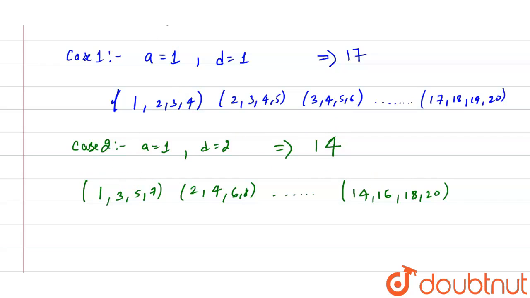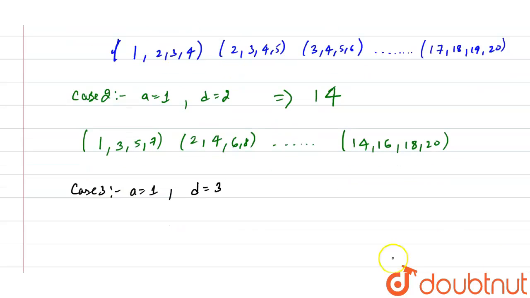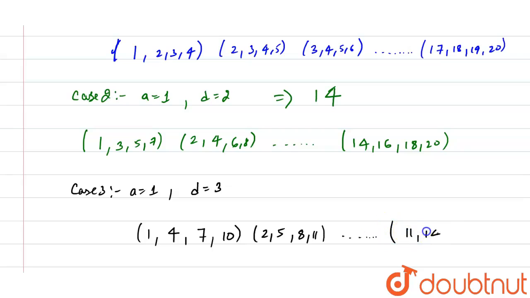Similarly in case 3, the first term is 1 and the common difference is 3. The first term is 1, so with common difference 3 the other numbers are 4, 7 and 10, then 2, 5, 8, 11, and the last set we make is 11, 14, 17 and 20. So from 1 to 11, there are a total of 11 sets.